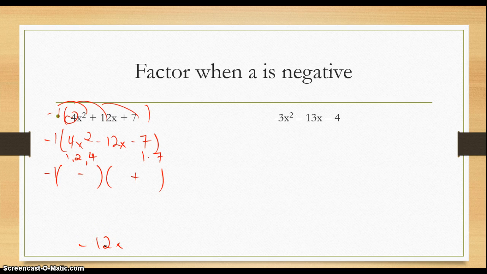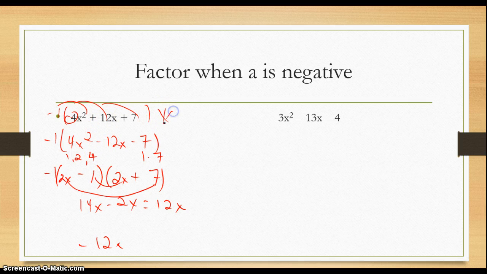So let's just start plugging in numbers. I'm going to go with a 2x and a 2x, and then a 1 and a 7. So we get 14x minus 2x gives me 12x. Right out the bat, I got it. Oh, I'm sorry, I didn't get it.